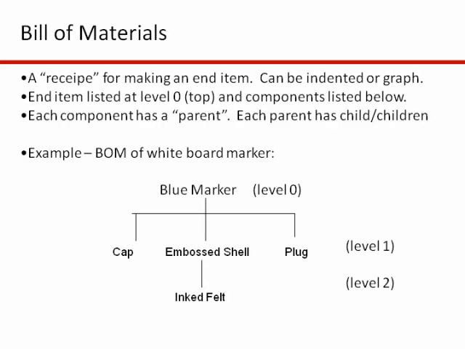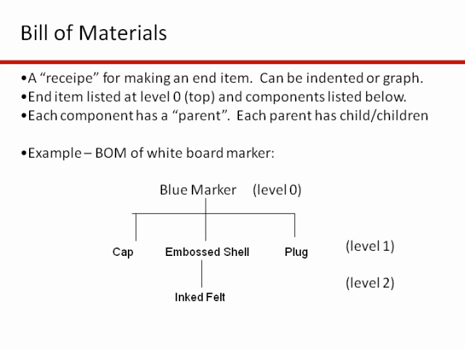I mentioned that the act of exploding is a way of breaking an end item into its components. One of the tools that we have for doing that is called the bill of materials. You can think of it like a recipe for making an end item. We can either have an indented bill of material, or a graphical product structure tree. I've shown you more the graphical one, which is a product structure tree.